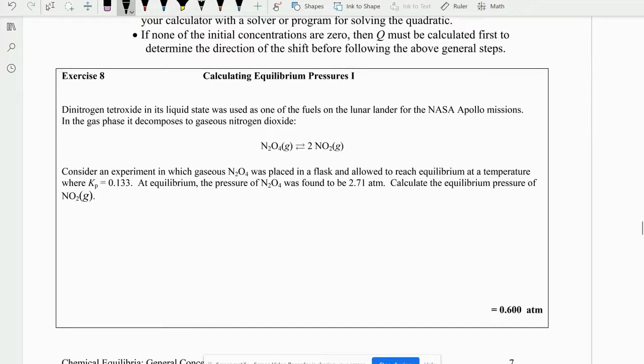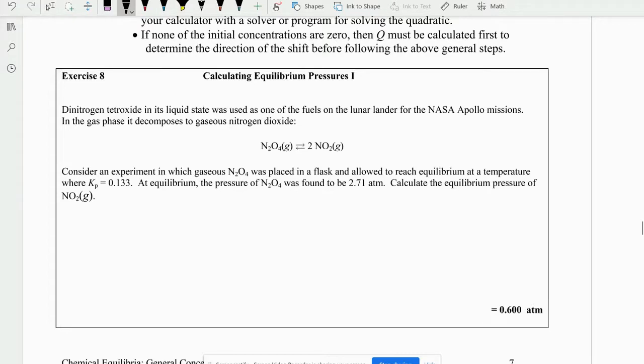It then goes on to say, consider an experiment in which gaseous N2O4, dinitrogen tetraoxide, was placed in a flask and allowed to reach equilibrium at a temperature where Kp equals 0.133. At equilibrium, the pressure of dinitrogen tetraoxide was found to be 2.71 atmospheres. Calculate the equilibrium pressure of the product, which is nitrogen dioxide.